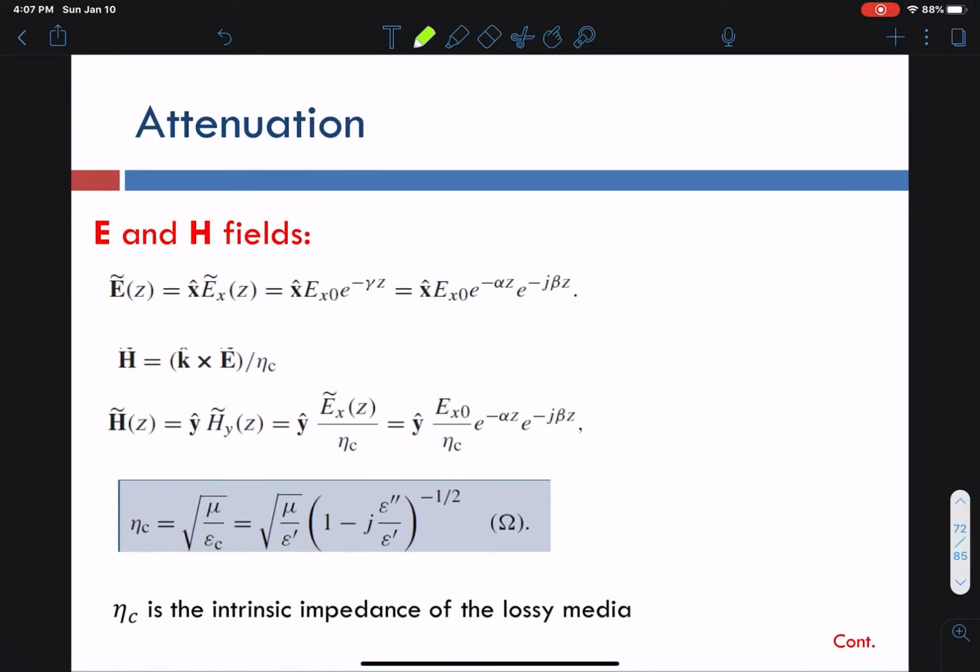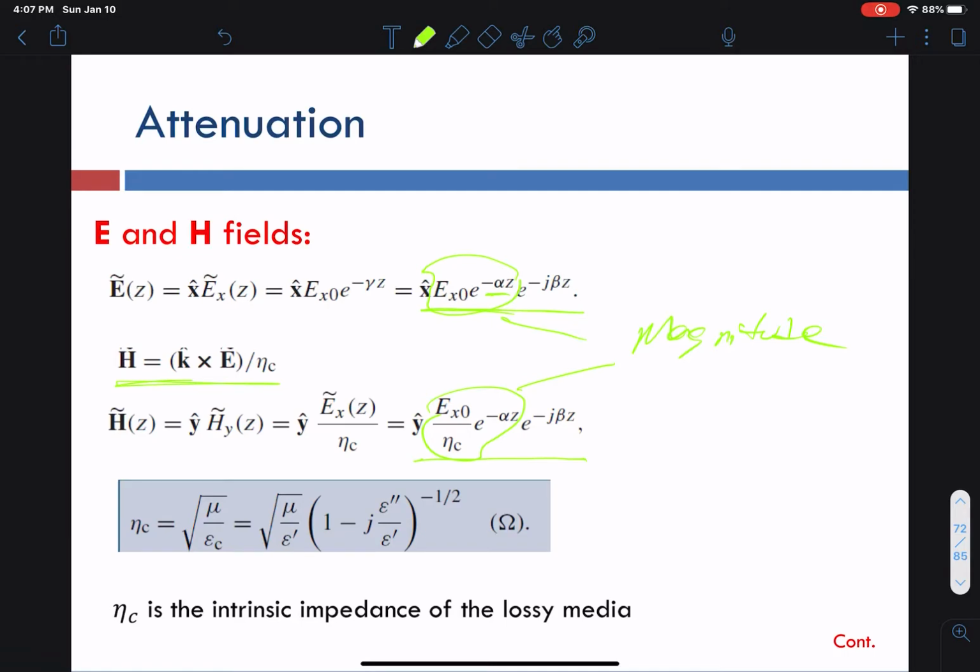All right. For attenuation, for the electric field in the lossy media, your alpha is not zero anymore, so it becomes this equation over here. And for H, if we use the equation we learned before, it becomes this one here. So these are both magnitudes, right? The magnitude in a lossy media is decreasing as your z is increasing, because alpha is not zero anymore.